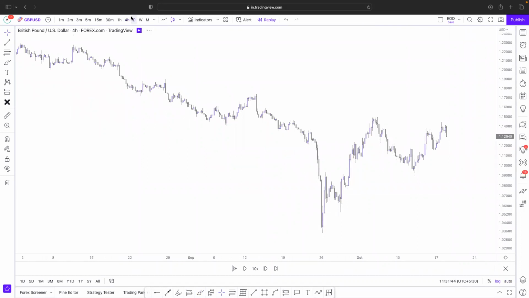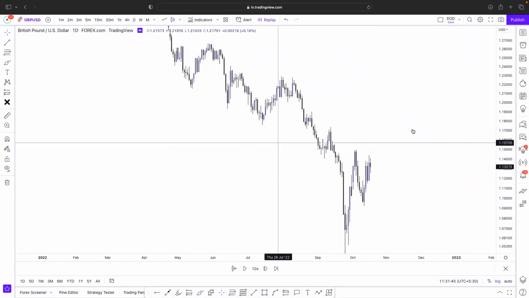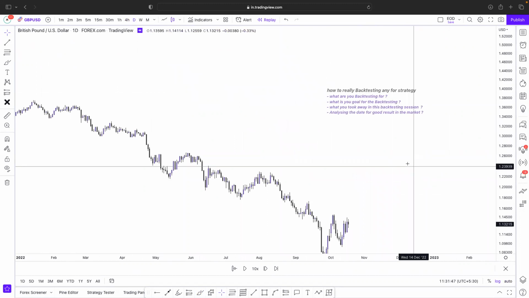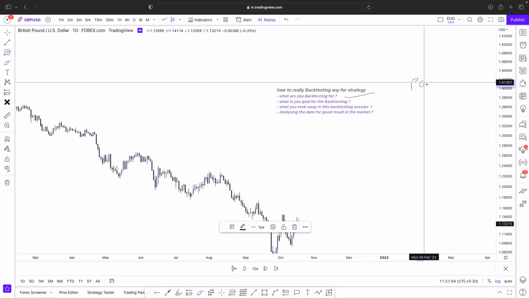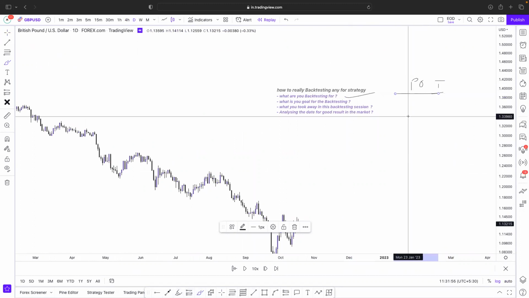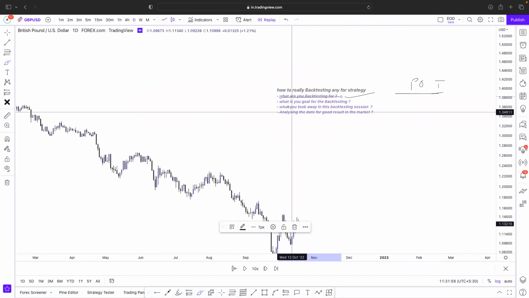Okay, so now I always start from the daily structure. Right now, first of all, why am I backtesting? So first question, why am I backtesting right now? Let's say I want to know if my POI is working or not. Okay, so now we know our motto, we know our goal.